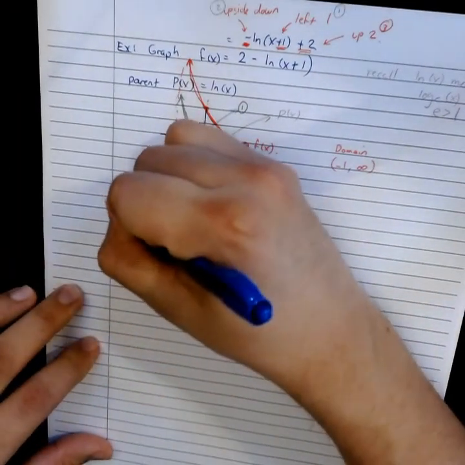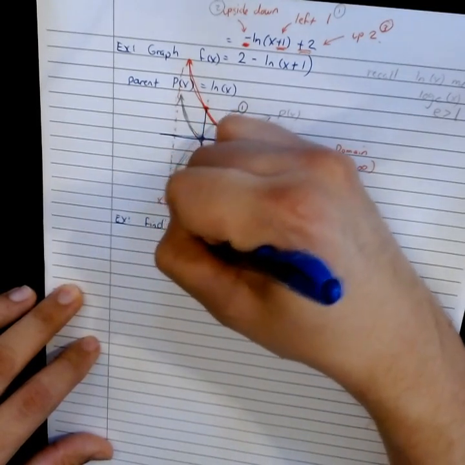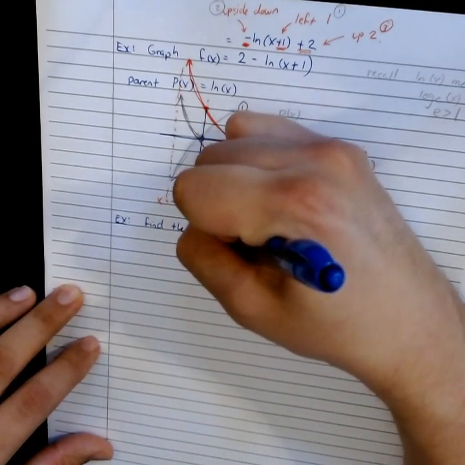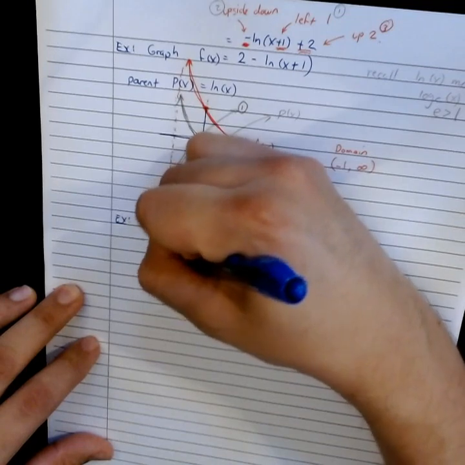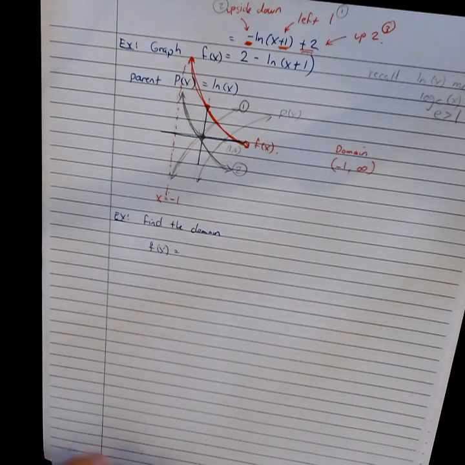So for example, let's say I want to find the domain of this. f of x is equal to, and let's just go ahead and grab one from our homework. Let's say log base 2 of 2x plus 4.